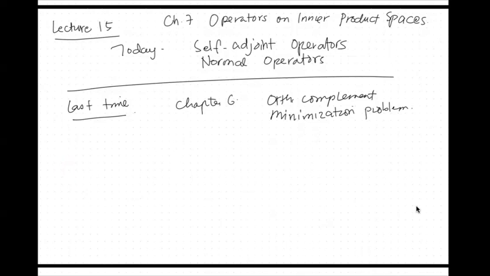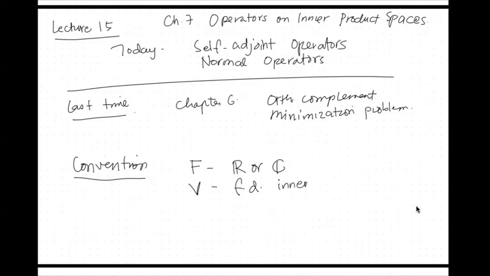So the convention, let me write it down, is the following. If you have F, such as R or C, and V is a finite dimensional inner product space over our field F, and of course it can also be the letter W. So this is our convention. And these are vector spaces. Of course, inner product spaces are vector spaces.